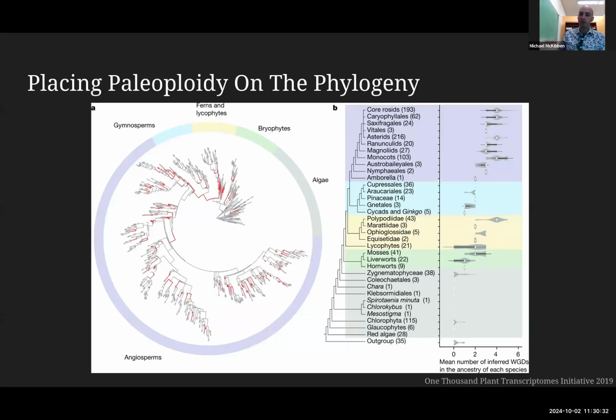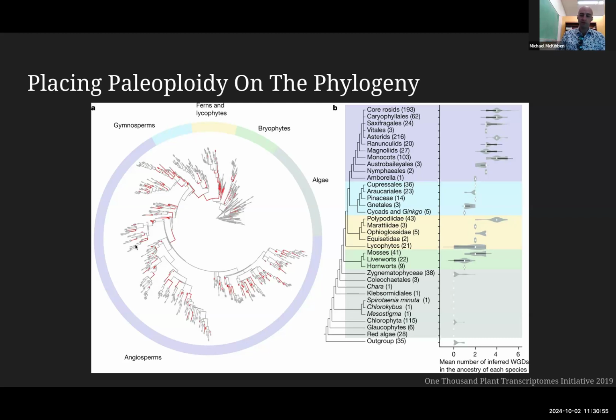Polyploidy is pretty ubiquitous in plants, and particularly angiosperms, which from the 1KP analysis, we estimate to have around 3 to 4 ancient whole genome duplications in the history of each lineage. You can see that represented here on the left with every little red branch representing the placement of those whole genome duplications.